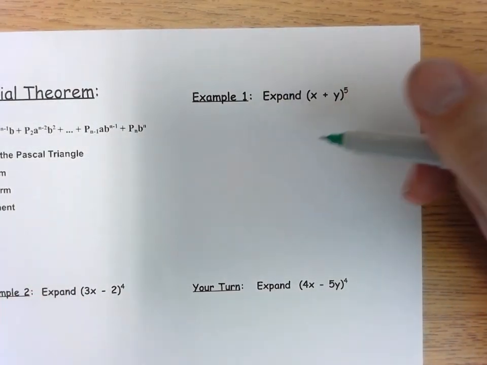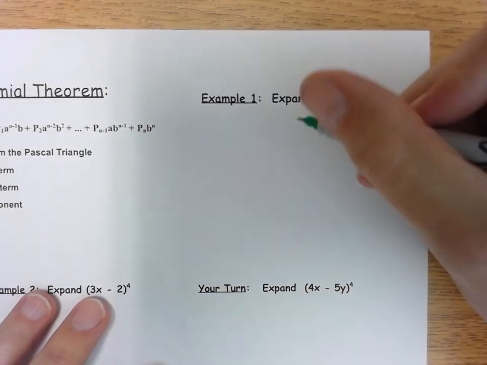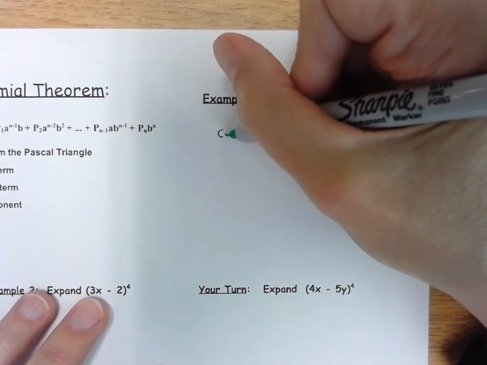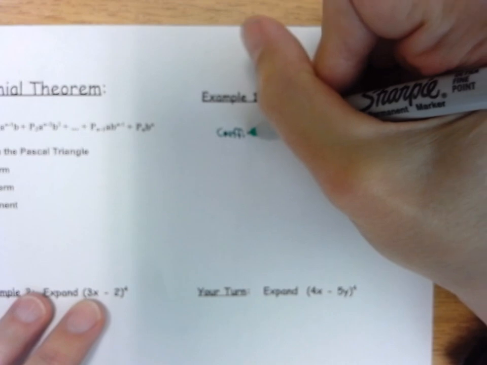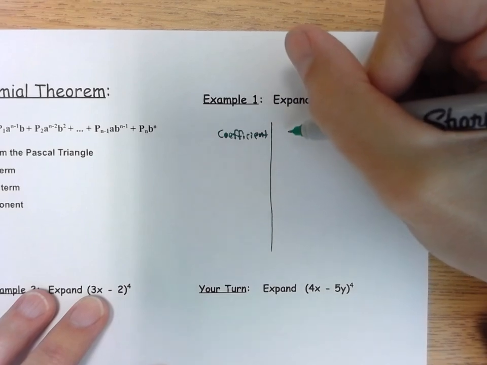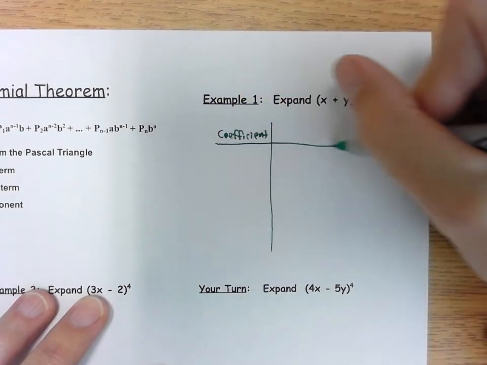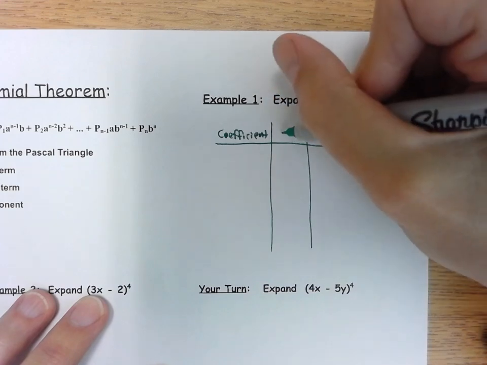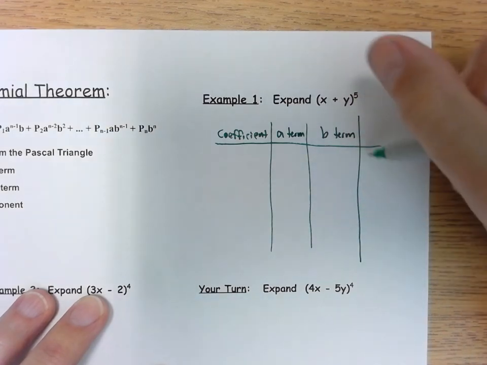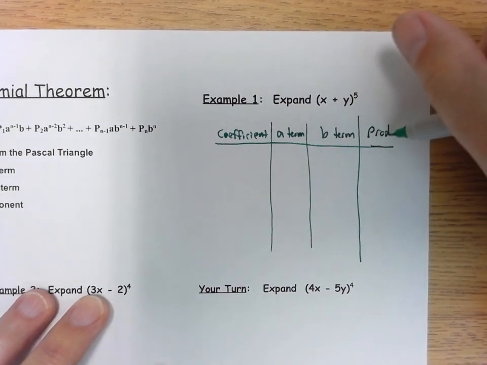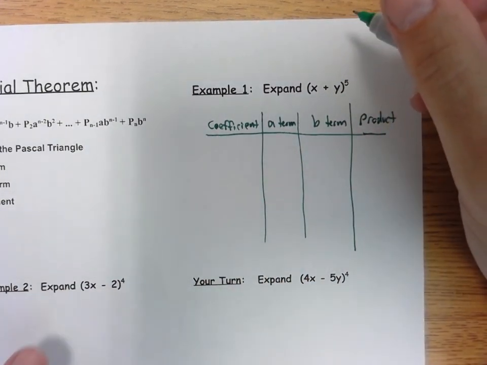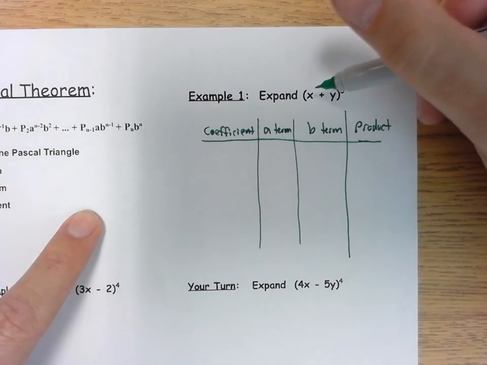expand these using a table. I like using a table. So what I would do is I would make a little table. We'll call it coefficient. We'll have an A term, B term. And then at the end, they're going to just get multiplied, so we're going to do a product. And I might have to utilize some additional paper to work this out, and you're welcome to do the same. So first of all, we're trying to expand x plus y to the fifth power.